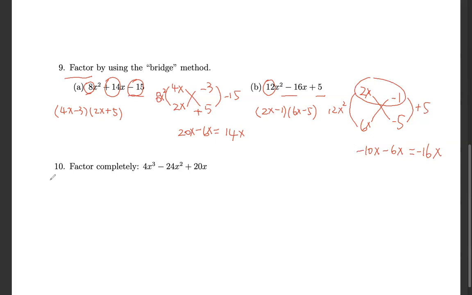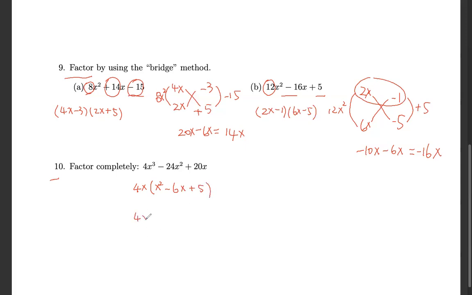Okay, last one, 10. Factor completely. First, we see every term has 4 as a factor. And also every term has x as a factor. So let's factor out 4x first. Then the first term becomes x squared, the second term becomes 6x, and the third term becomes 5.